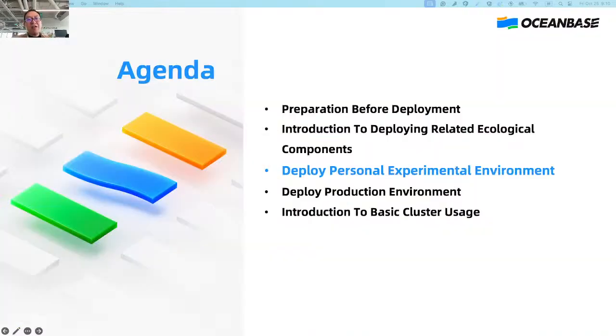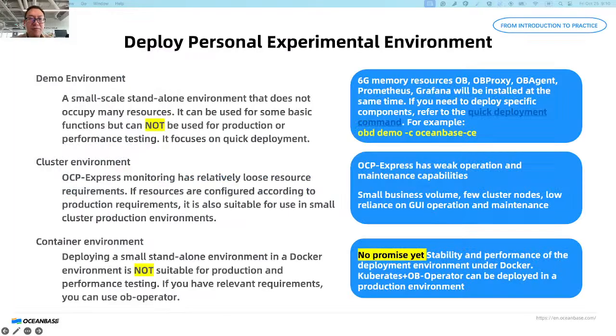The third chapter is deploying the personal experimental environment. Let me introduce the deployment of personal experimental environments. We have 3 experimental environments in total. The first is the demo environment. The second is the cluster environment, and the third one is the container environment.